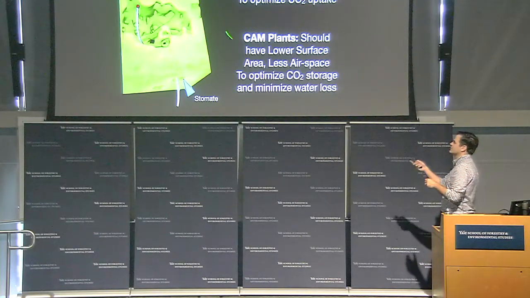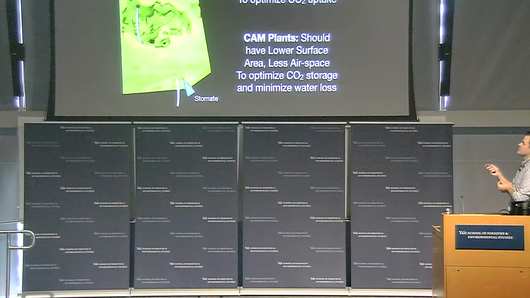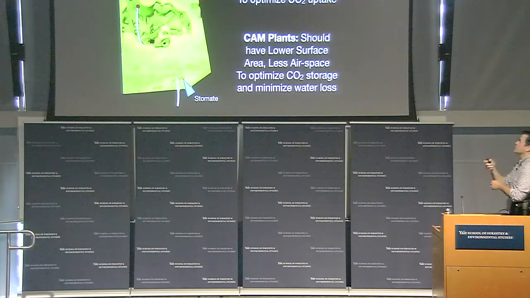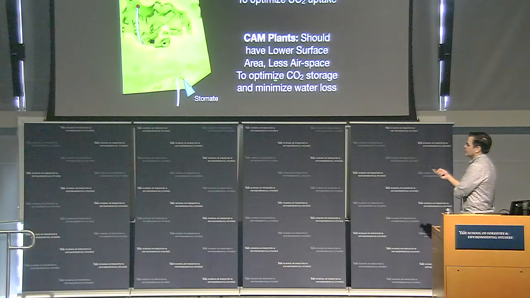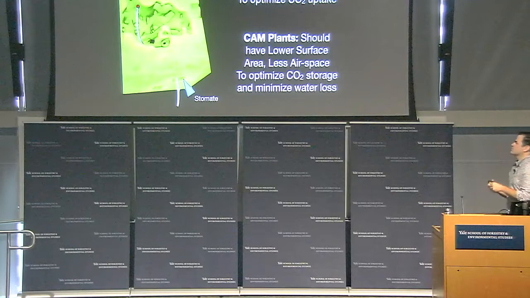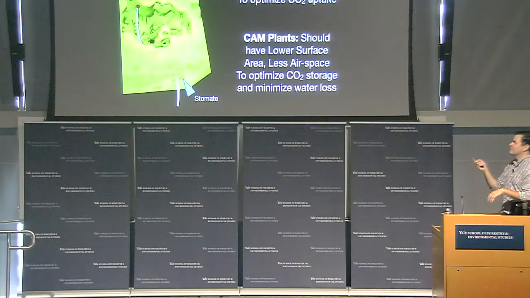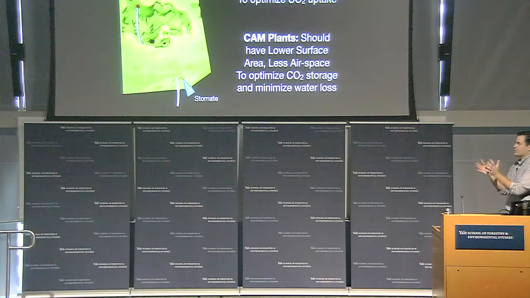We're going to use the bromeliad group as a way to make these comparisons, because we have C3 plants and CAM plants both in the same group and very closely related. We would expect the C3 plant should have a high surface area, lots of airspace to optimize CO2 uptake, and CAM plants should have a lower surface area, less airspace in order to optimize CO2 storage. They need to have really big cells to store the sugars, or the sugar analog molecule, for a long period of time, and also to minimize water loss. They want to do the exact opposite of C3 plants. They're in a really hot environment without much water. They want to be as careful with their water as possible, so they do the opposite of what a C3 plant does.